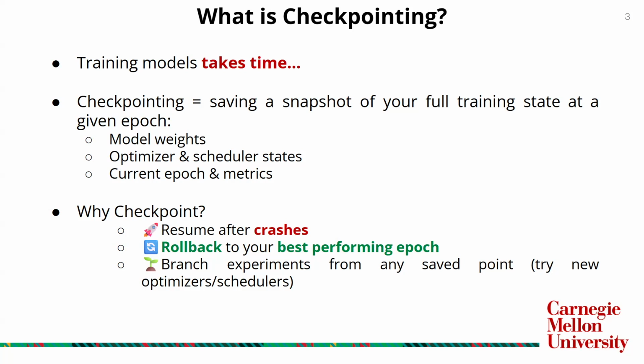Now, why is this so important? Why are we checkpointing? There are three key reasons. First is crash recovery. Whenever there's a hardware failure or power goes out, the process gets killed. With checkpoints, you can resume training from your last saved state instead of losing days of work. Second, you can roll back to the best performance. Sometimes your model starts overfitting after epoch 55 or 60, but was performing perfectly at epoch 30. With checkpoints, you can easily roll back to that optimal point. And the final reason is branching experiments. You can save a checkpoint and then try different optimizers, learning rates, or architectures from that exact same starting point.